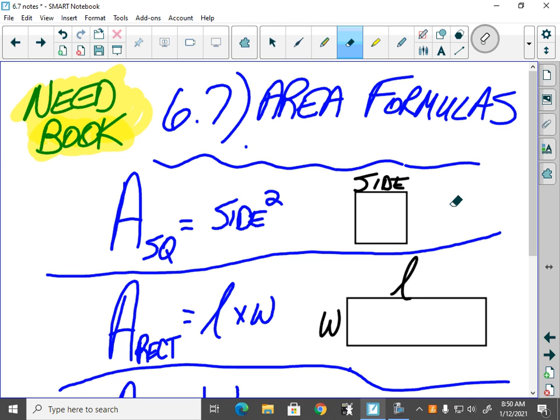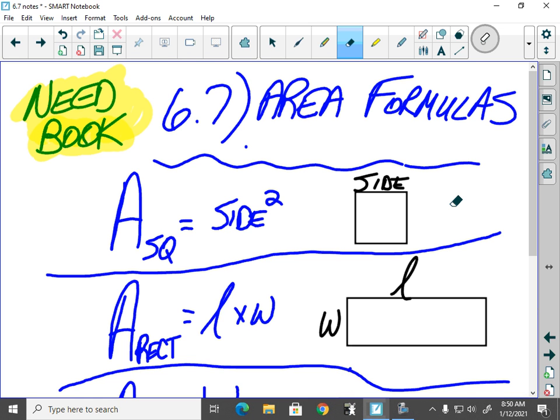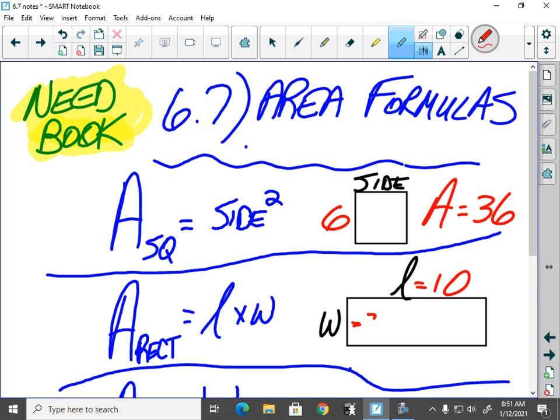Okay, so let's do one of each. All right, let's say that that side was 6. The area would be 36. Well, that was easy. Let's say that the length was 10 and the width was 3. The area would be 30.